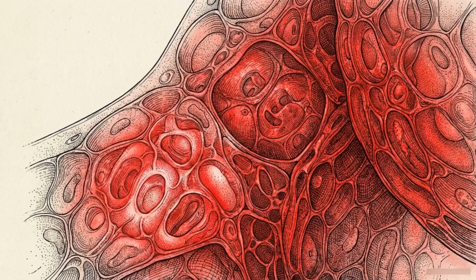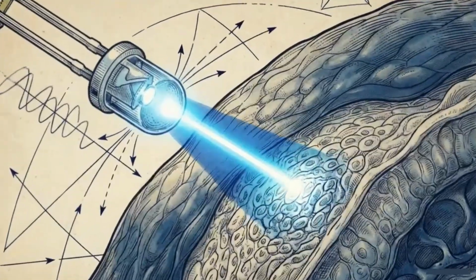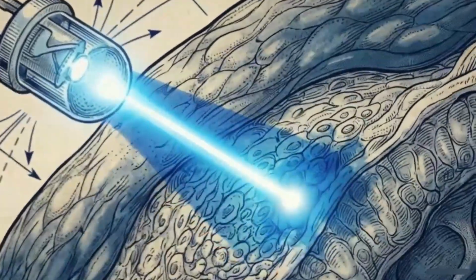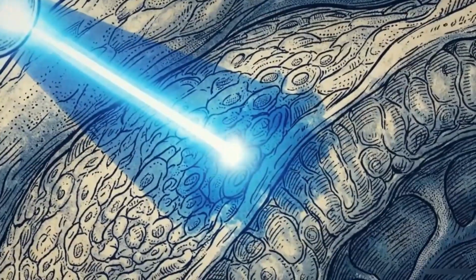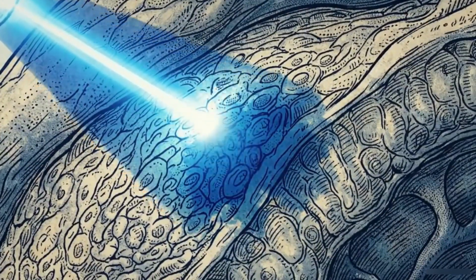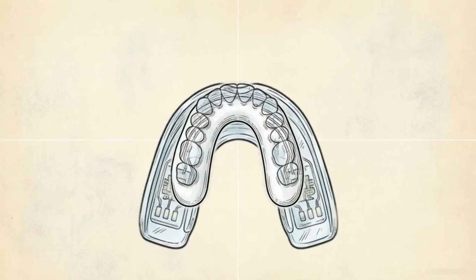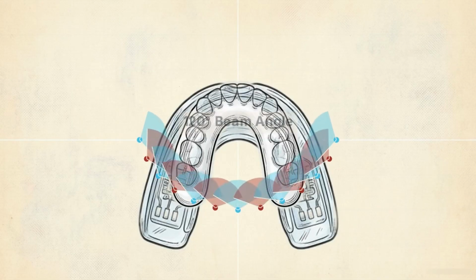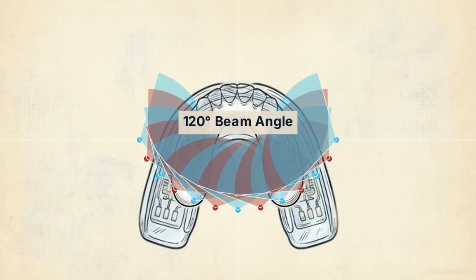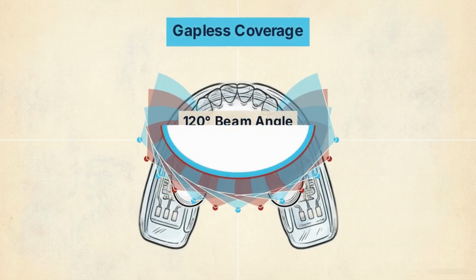Red and near-infrared light increase the bioenergetic capacity of the gums, equipping the cells to actively repair mucosal tissue. These clinical outcomes depend on strict dosimetry, the physical delivery of the exact correct amount of light to the exact correct location. This schematic illustrates how the Guardian Plus mouthpiece solves the problem of spatial distribution. Using specialized optics, each diode projects a 120-degree beam angle, overlapping to ensure gapless coverage across the entire dental arch.